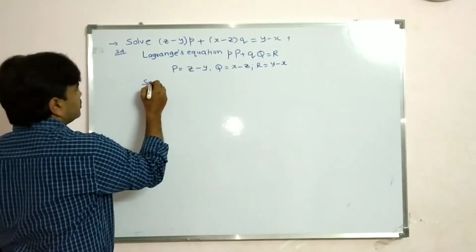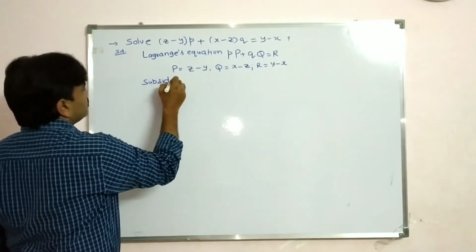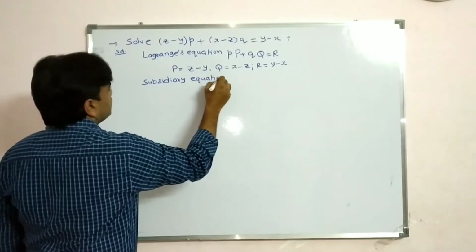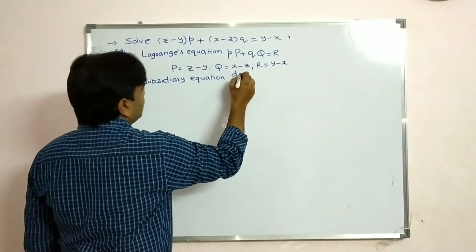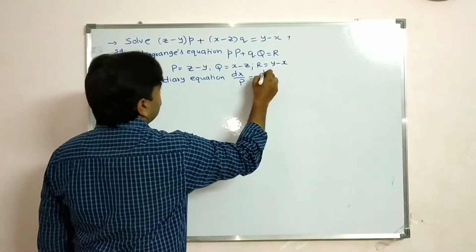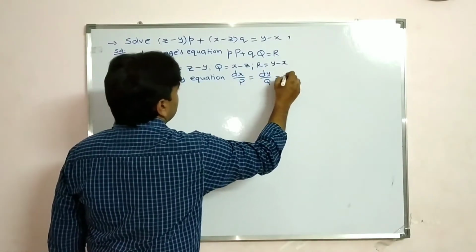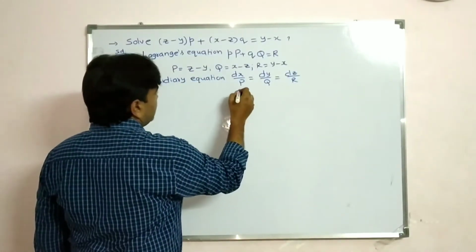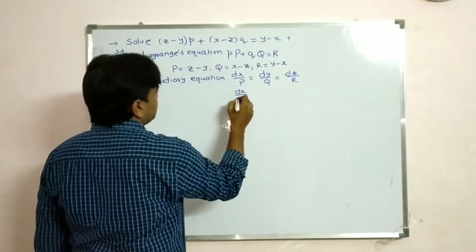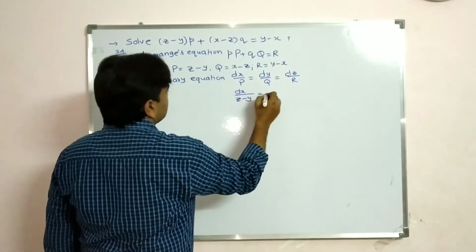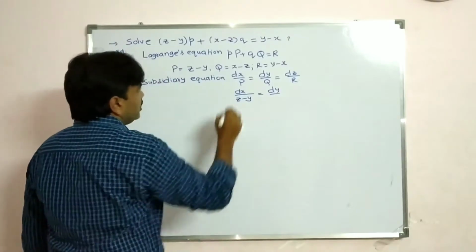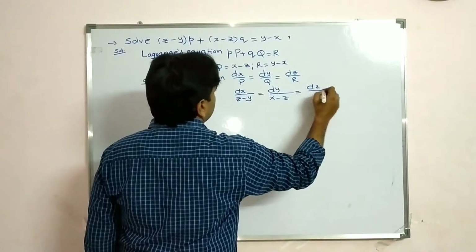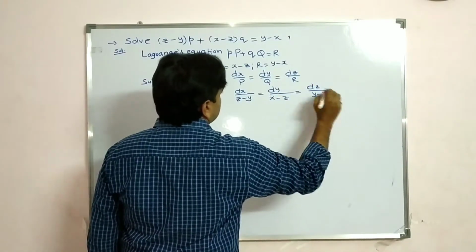Subsidiary equation. What is the subsidiary equation, students? dx by capital P, that is equal to dy by capital Q, that is equal to dz by capital R. That implies dx by (z minus y), that is equal to dy by (x minus z), that is equal to dz by (y minus x).